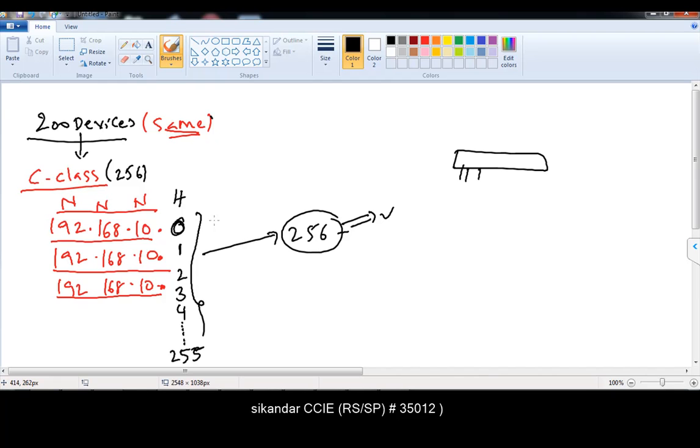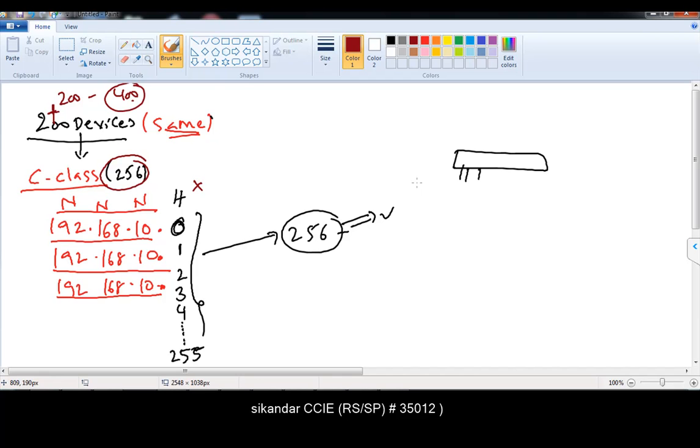But now suppose my manager says, okay, don't go with C class, because C class only supports 256 addresses. Maybe in the next couple of years we are going to add 200 more devices in the LAN. When you add 200 more, it goes to 400, which means a C class network does not support 400 devices in one network. So probably you would need to use multiple networks.